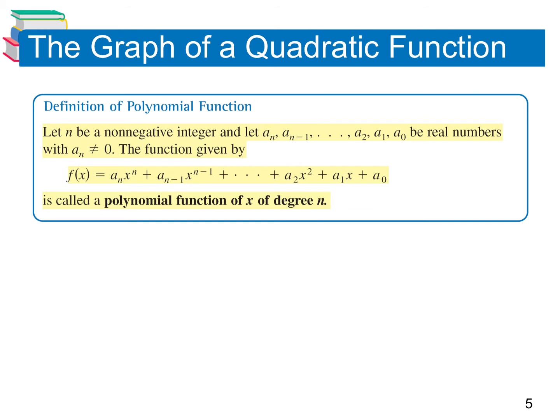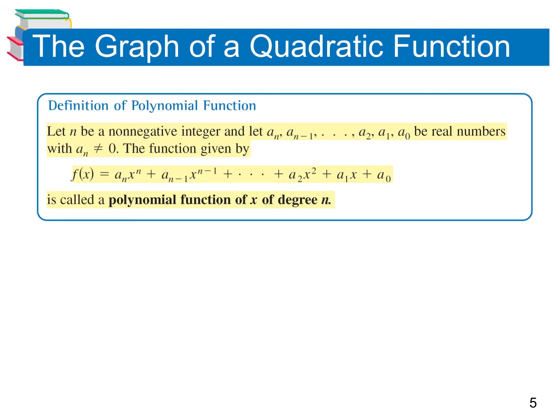So here we have the definition of a polynomial function. Poly means many, so many terms. Here we're just dealing with quadratic, so just x squared. In 2.2 we'll get to x cubed, x to the 5th power, more terms than just an x squared. But here, just dealing with our x squared functions.